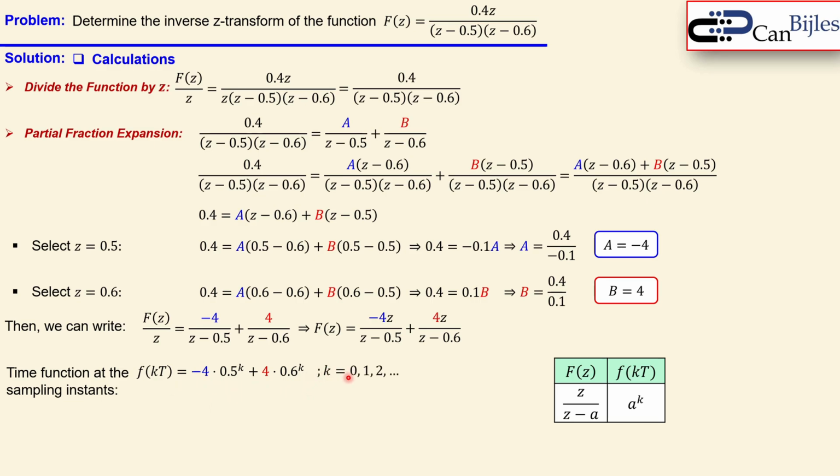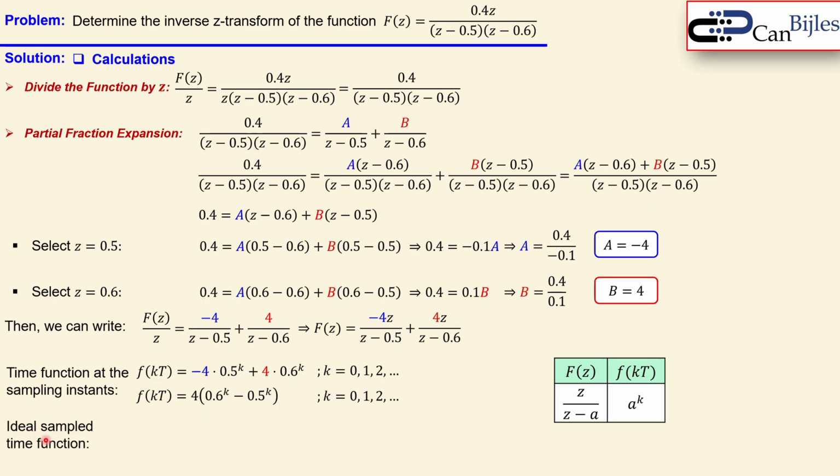By the way, this is valid for integer values, for k is 0, 1, 2, 3, etc. So we can also put it like so: 4 here, and then 0.6 to the power k minus 0.5 to the power k. Again, valid for these integer values of k.